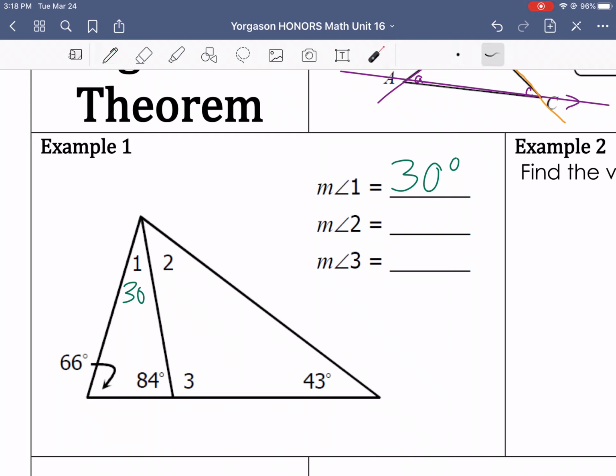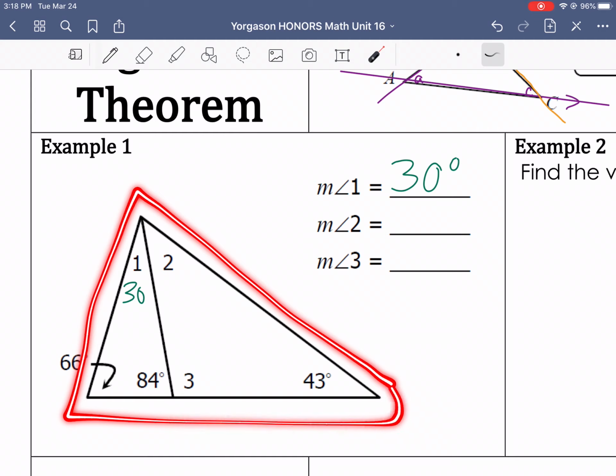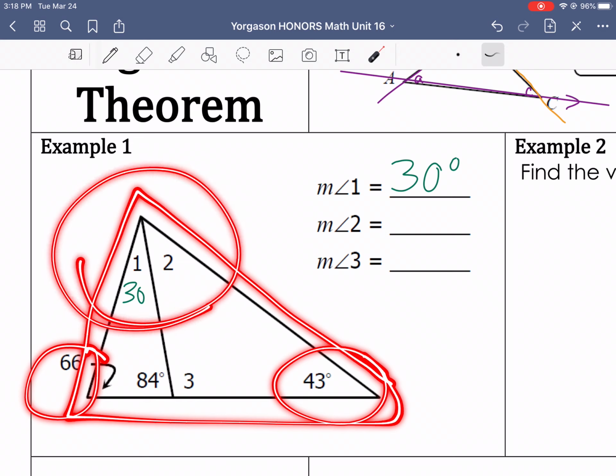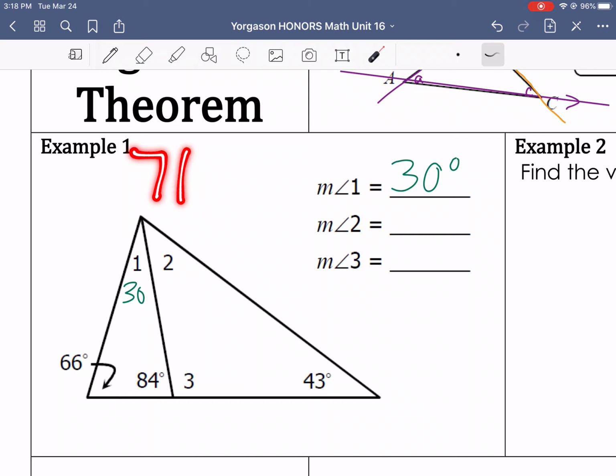Now we could take the big triangle, right? So we know 43 degrees over here, 66 degrees over here. These two together have to add up to equal something so that when we add all three angles together, we get 180. So do you know what the measure of this big one at the top should be? It should be 71, right? But since this part is 30 degrees, then the measure of angle 2 is 41 degrees. I hope that made sense.